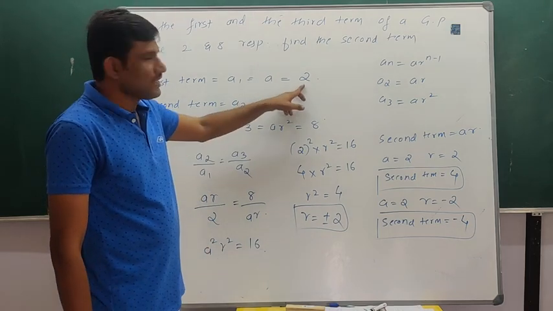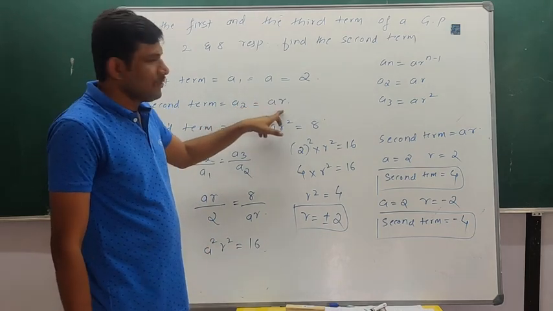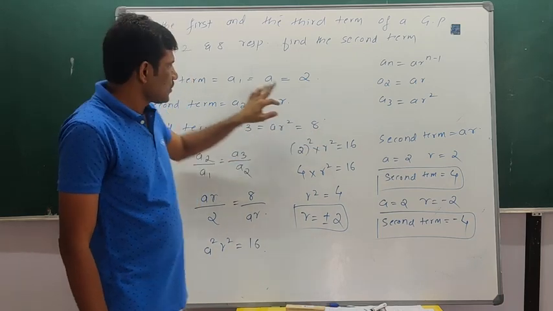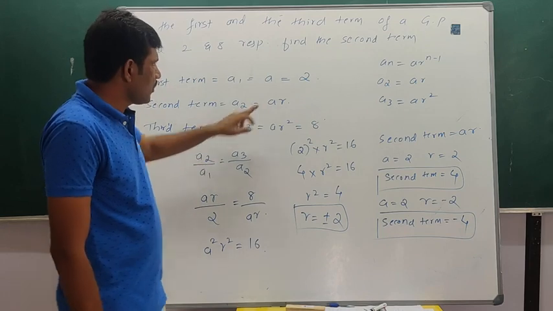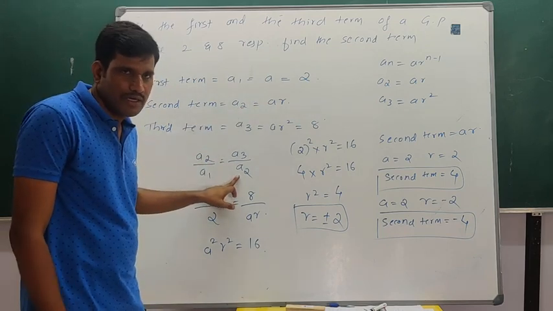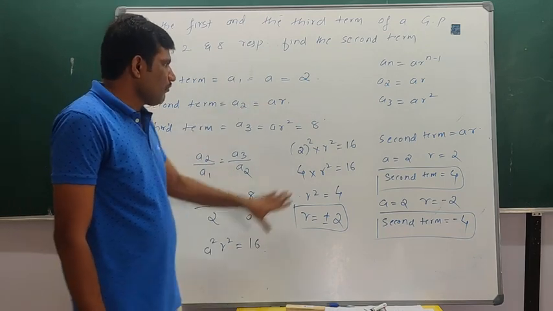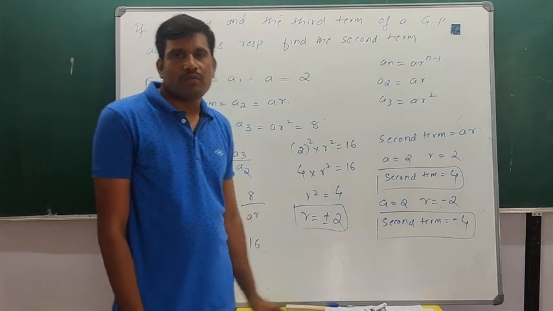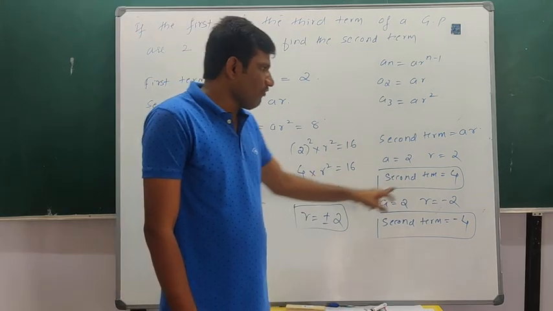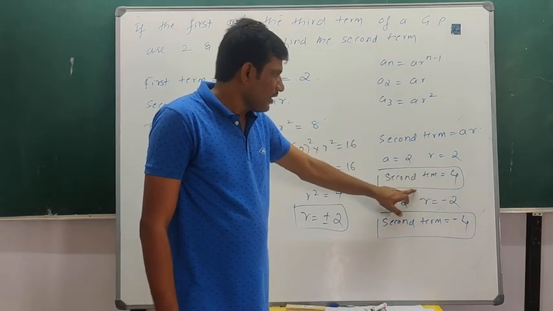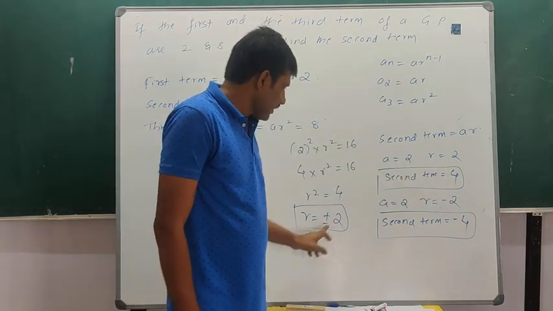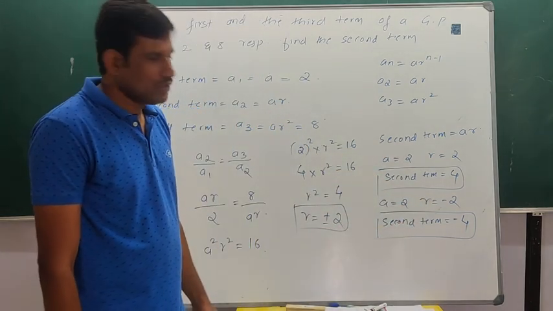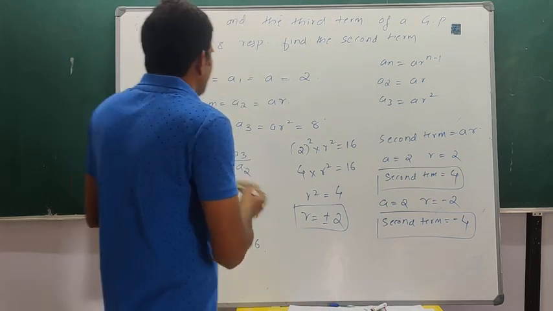So first term is A, that is 2. Second term is A into R, we don't know. Third term is AR square, that is 8. So second term divided by first term must be equal to third term divided by second term. So when you substitute the value of A, we are getting the R value. What is that R value? Plus or minus 2. Right? So take first one, R value as 2. We are getting the second term is 4. Next, take the R value as minus 2. We are getting the second term as minus 4. So this is how we can find. Right? Next problem.